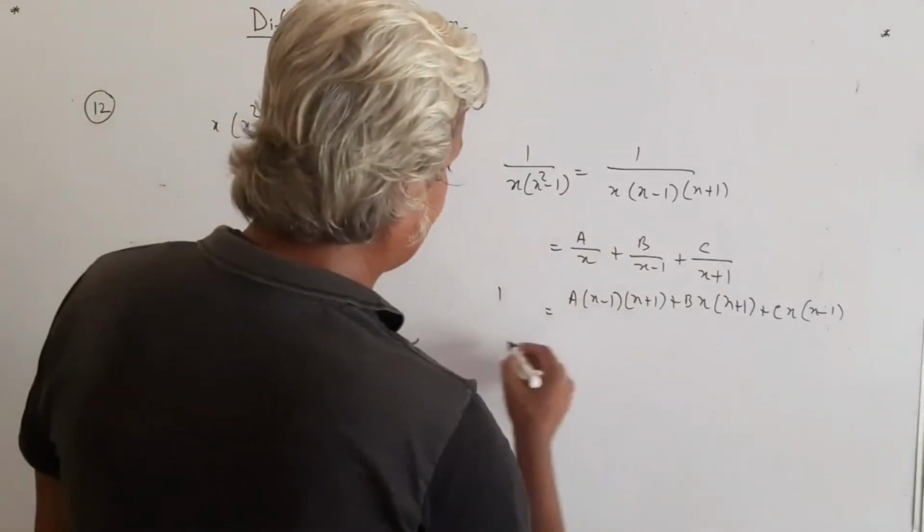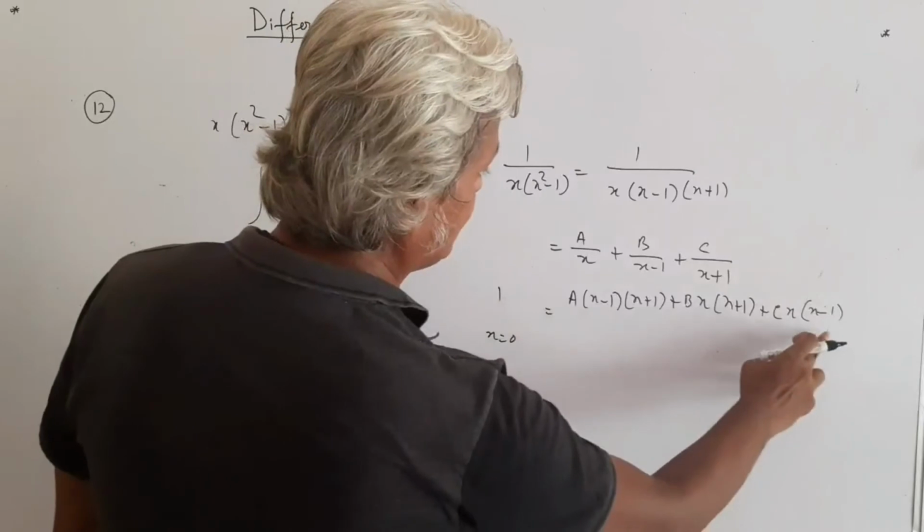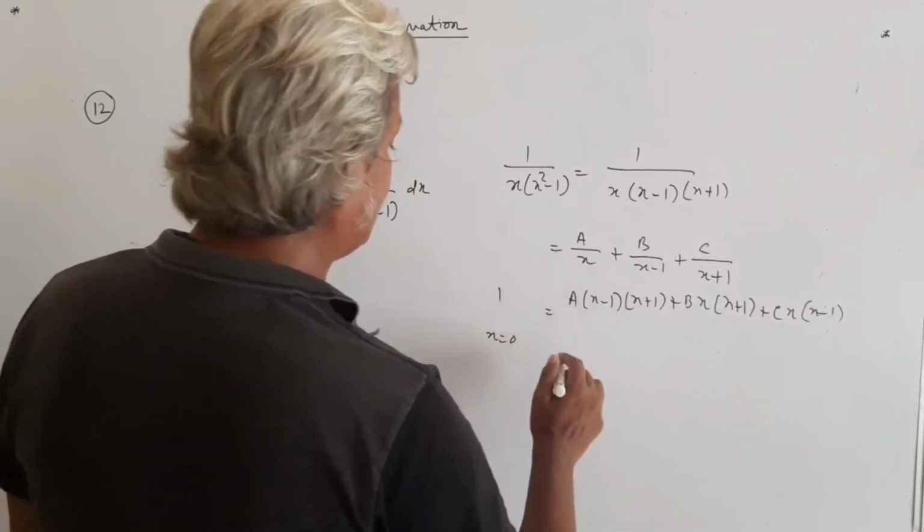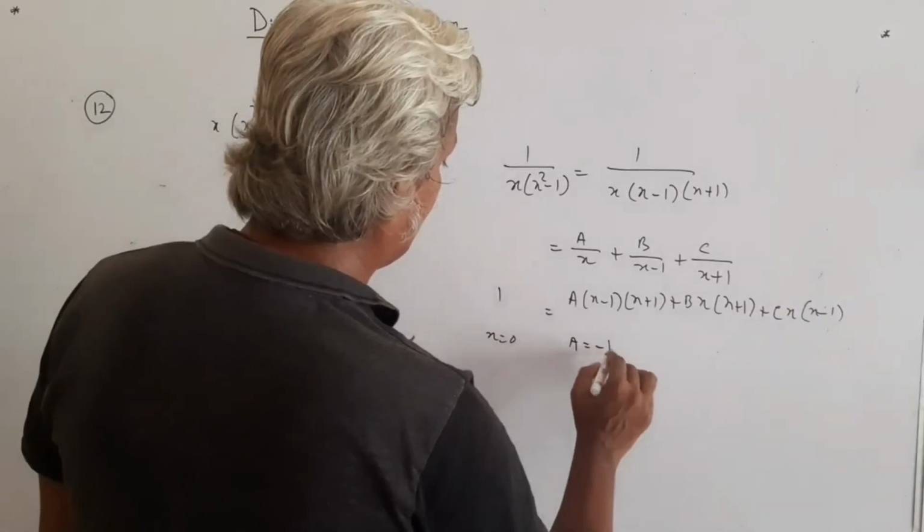So now here if I take x as 0, then this part vanishes, this part vanishes. So 0 plus 1, 0 minus 1 is minus 1, so a is minus 1.